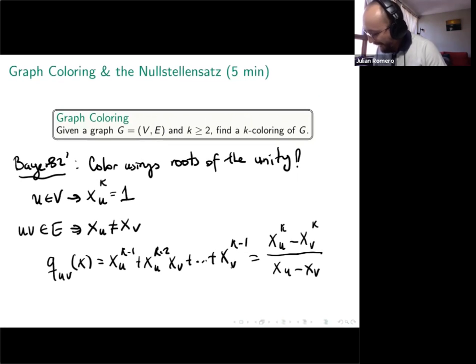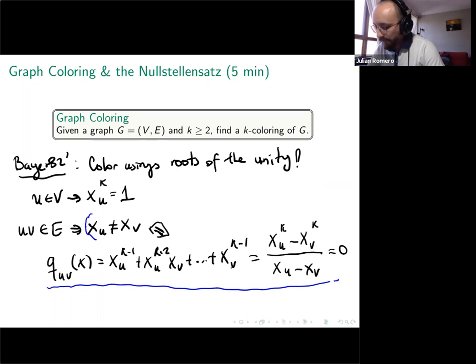And so my claim is that this is equal to 0 if and only if these two are different. At least, we can see one direction is really easy. Actually, both of them are not hard. The first one: definitely if this is equal to 0, these two have to be different. Why?